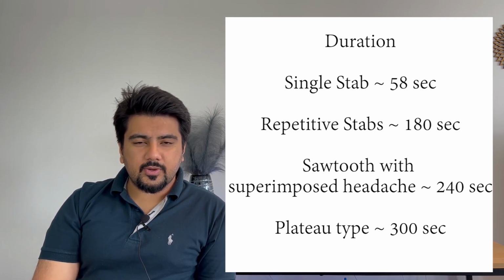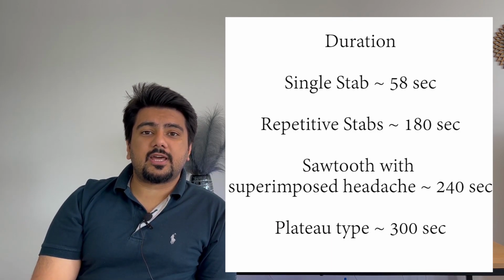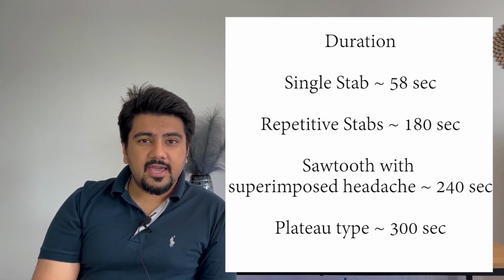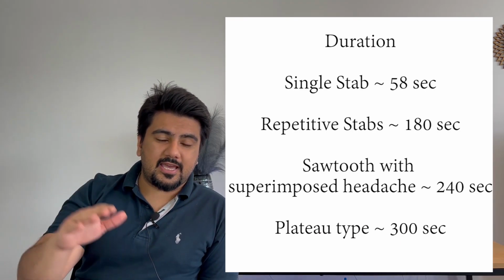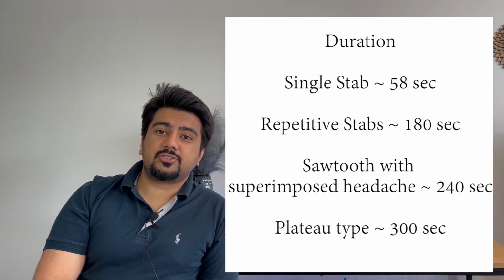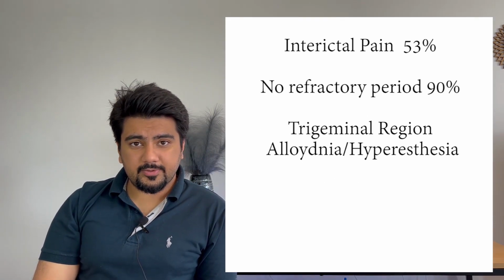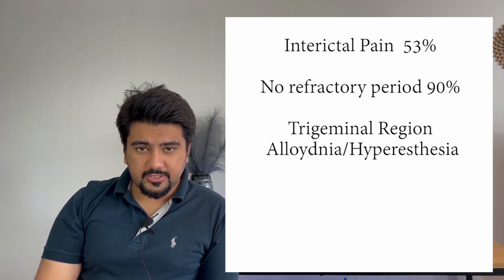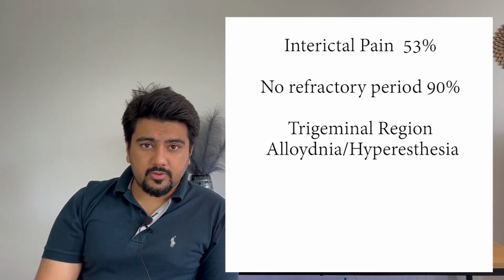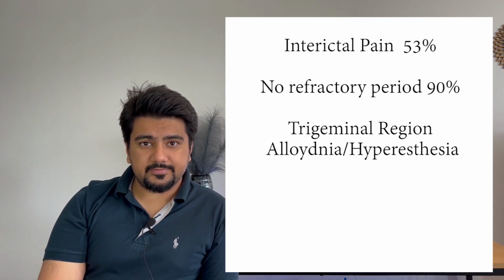There is a sawtooth pattern as well, which will have superimposed headaches, and the median duration for that is 240 seconds. And then there is a last type where there is a plateau type attack, which has a mean duration of 300 seconds. This kind of headache can have interictal pain in 53% of patients. This has no refractory period in 90% of patients, and some patients will also report trigeminal region allodynia or hyperesthesia.